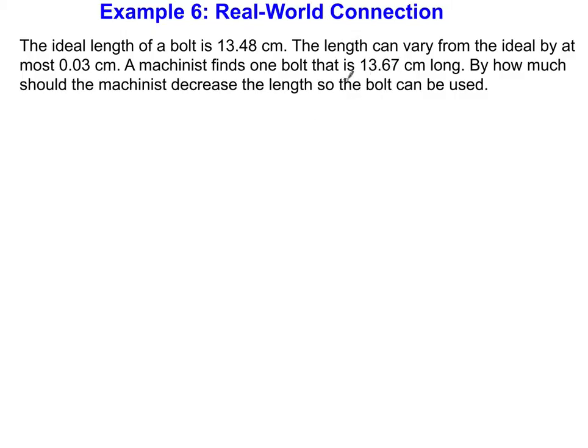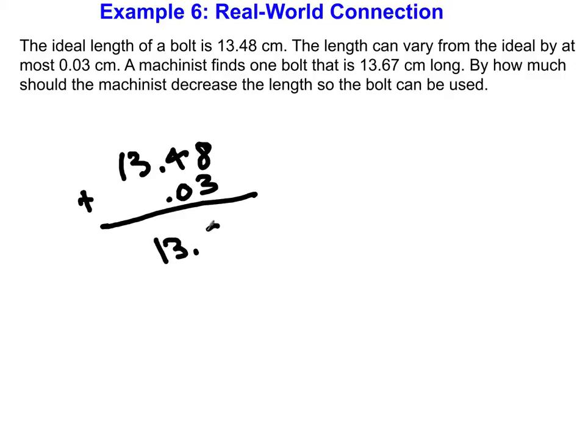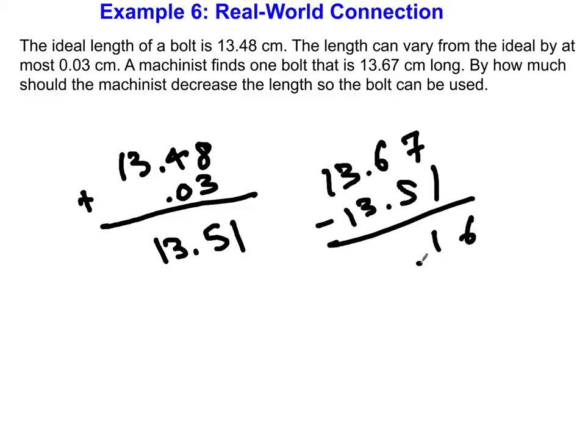It's like, okay, well, the ideal length of a bolt is 13.48 centimeters. It can be off by 0.03. So if we add 0.03, 13.51 is the biggest it can be and still work. So if you have 13.67, you've got to figure out how much you need to cut off. You need to cut off 0.16 centimeters.